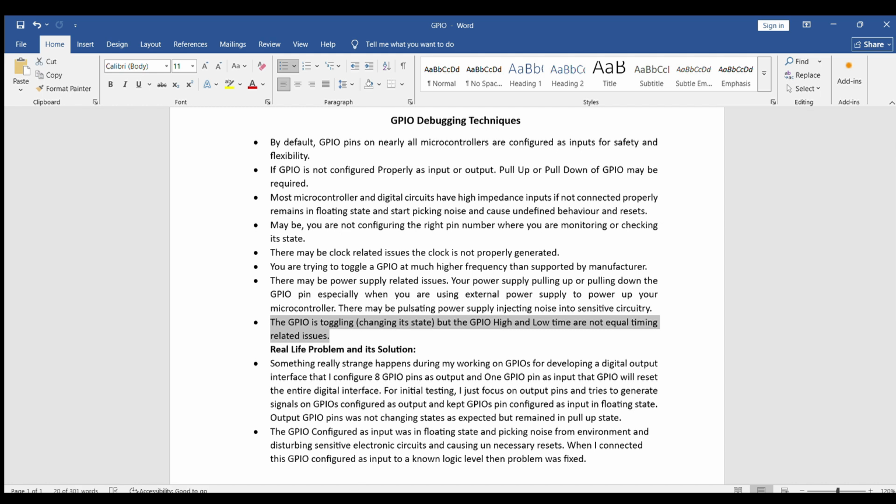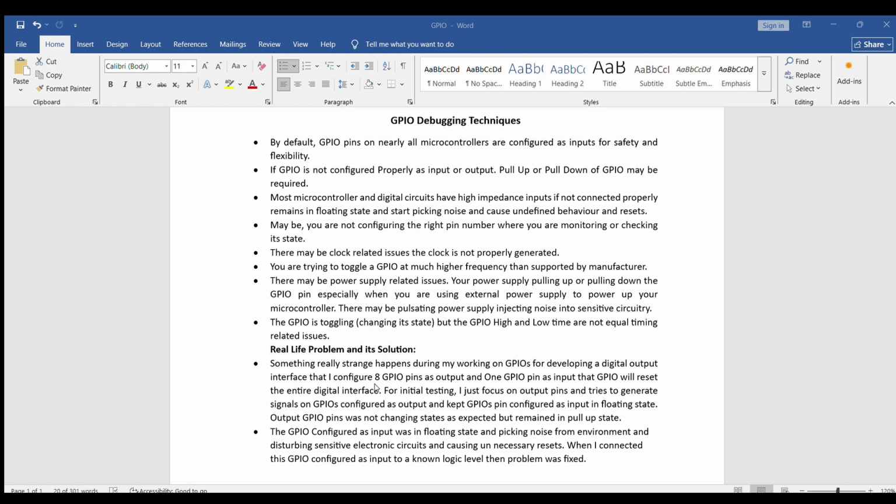Here the most common issue is that maybe you are toggling or switching your GPIOs at such a high frequency that your microcontroller does not support. So in this case you need to divide your clock frequency by using the concept of a prescaler, so that you are trying to switch the GPIOs at a frequency which is supported by your microcontroller.